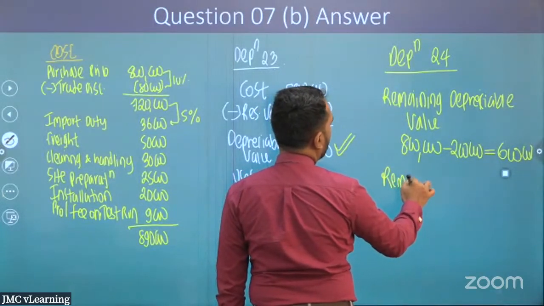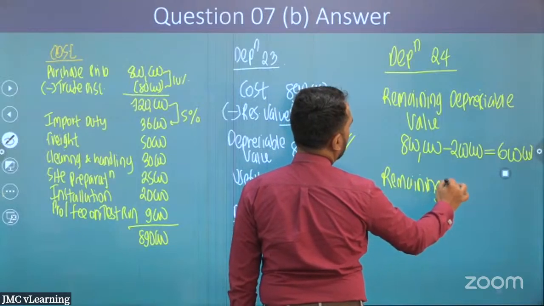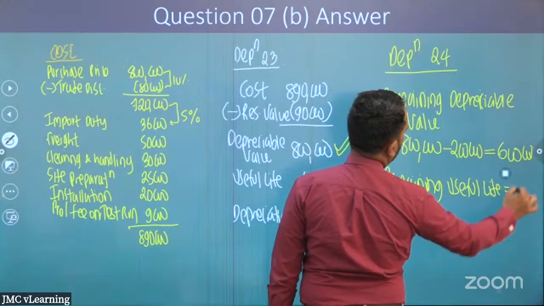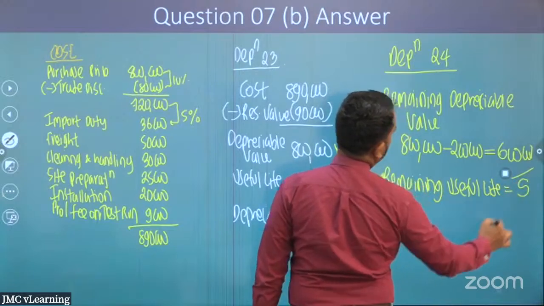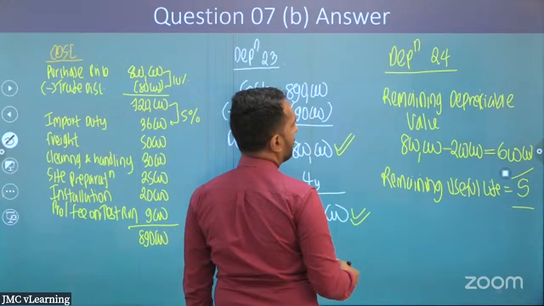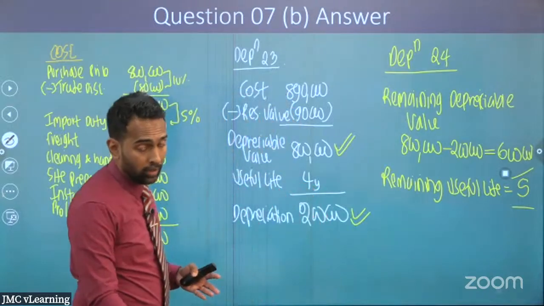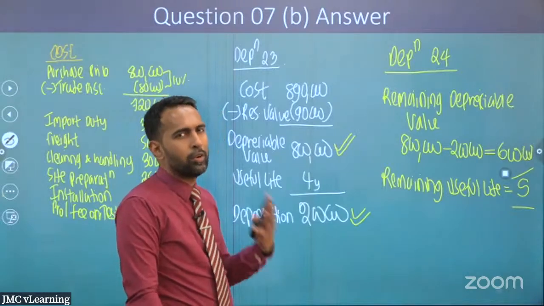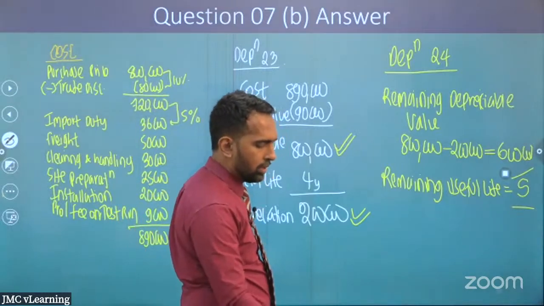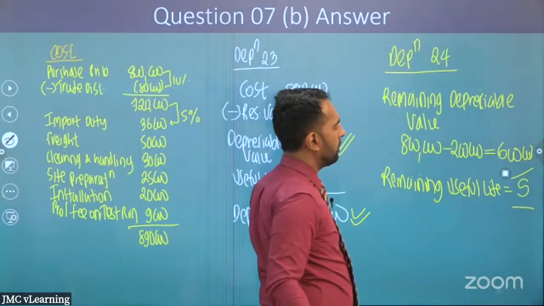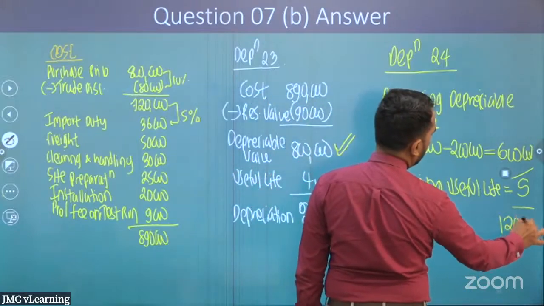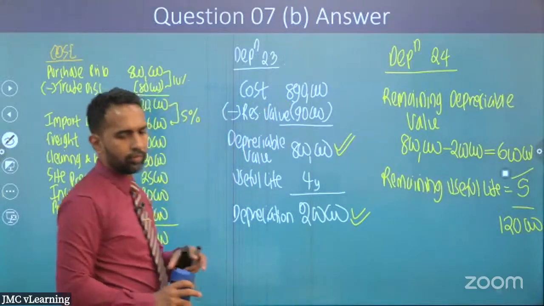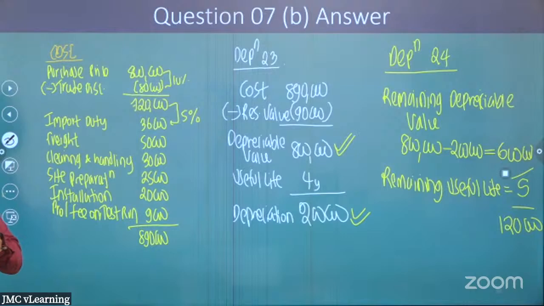Remaining depreciable value shall be divided by remaining useful life, which is 5 years. Right? So I have always told this. When it comes to depreciation, it's always the remaining depreciable value divided by remaining useful life. So 600 divided by 5, you will be getting 120,000. Check whether your answers are right.